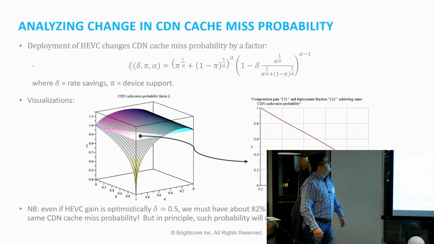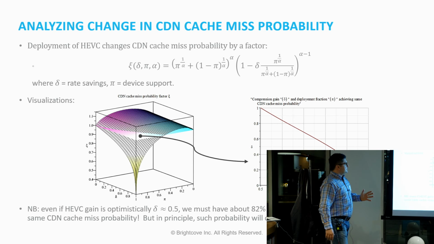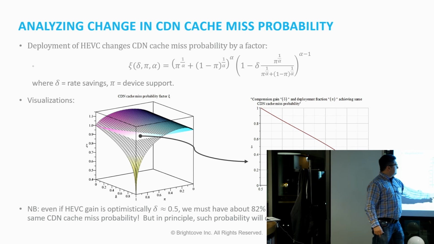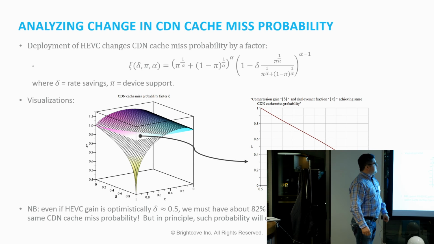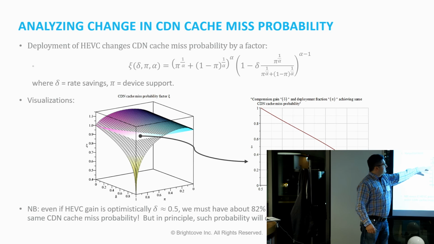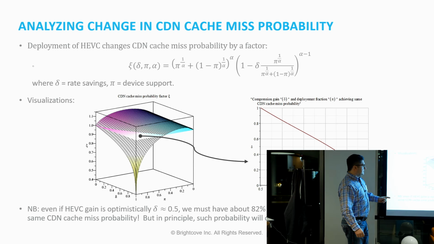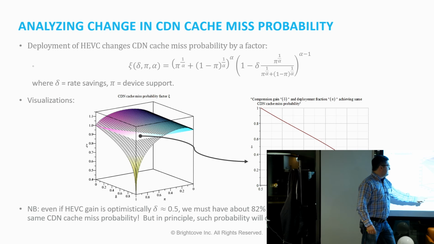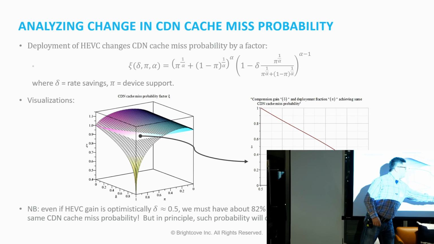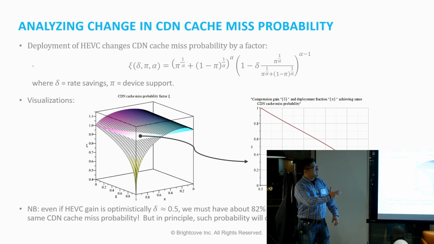Now let's take a look at what would be happening with CDN cache miss probability if we have different rate savings of HEVC, which is delta, and different reach probability, which is pi. What we see is that there is a region, this triangle, where HEVC will actually reduce the cache miss probability. But to hit that region, if you're saving 50%, you need about 82% of devices supporting HEVC. That's what this mathematics says.